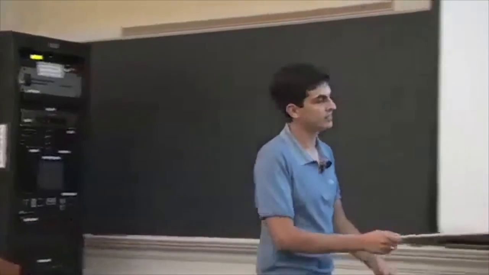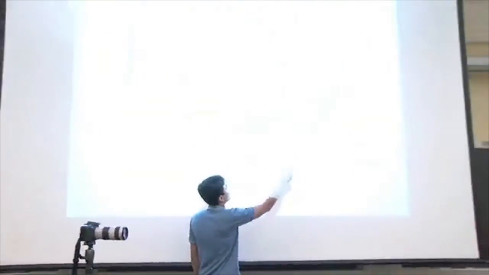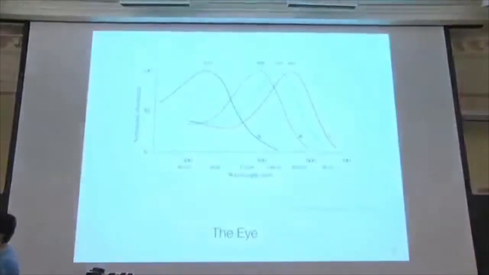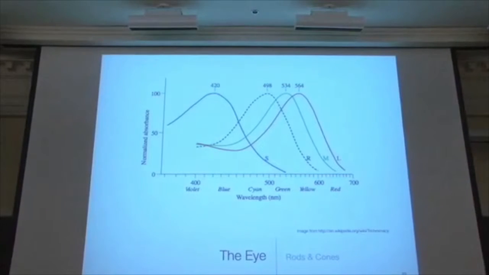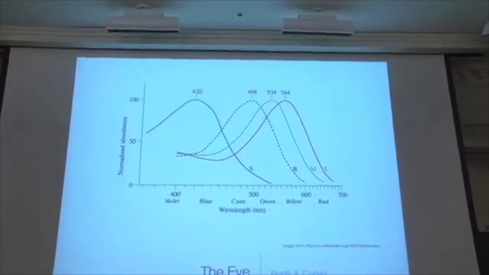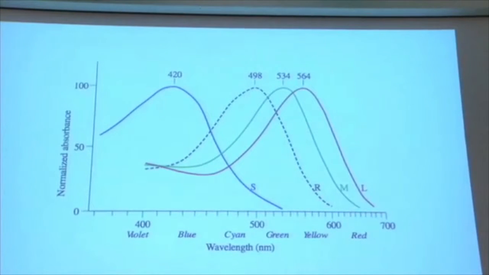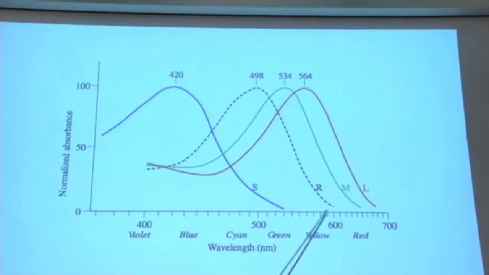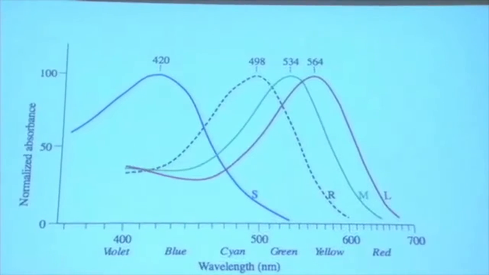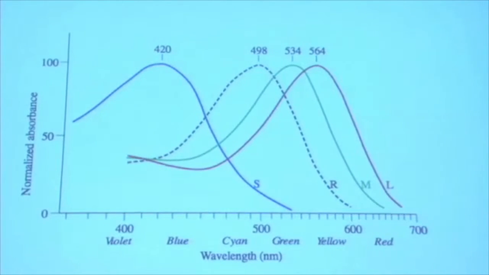But anyway, the M and the L type, these two types of cones, are on the X chromosome. And because males only have one X chromosome and a Y chromosome, it's very easy for there to be a mutation or deletion in one of those genes, and therefore one of these two cells is just not present. That's why it's much more prevalent in men than in women.